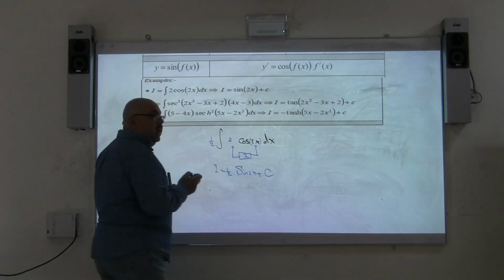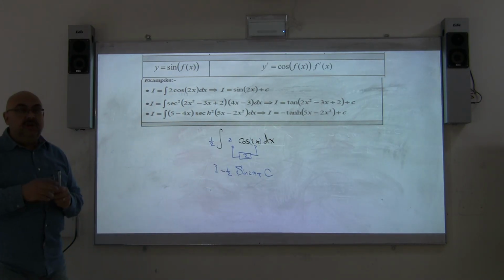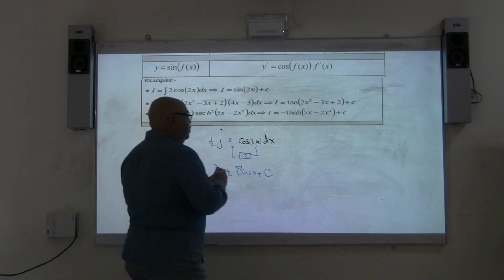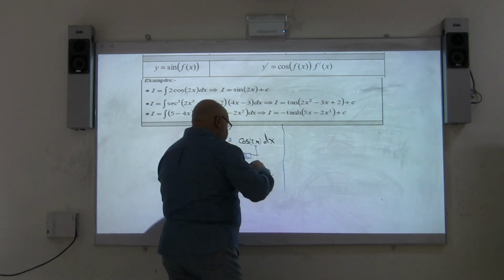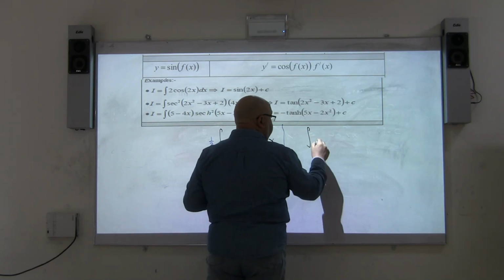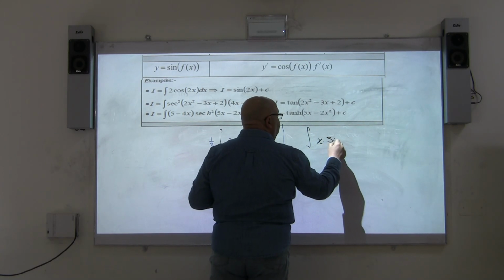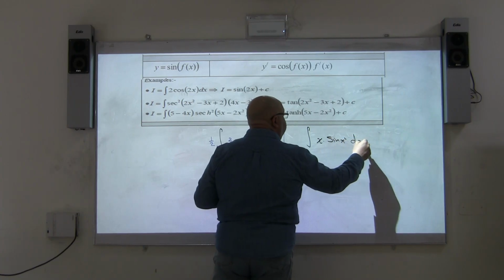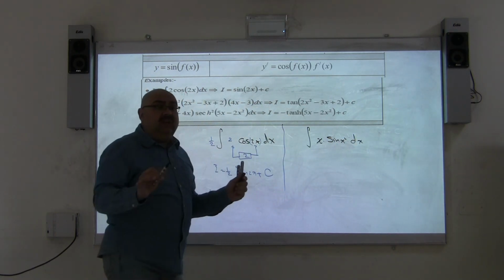Don't forget to add the constant of integration. This is how to integrate trigonometric functions. Also, once more, to be sure that it is already in your mind, if I want to integrate, for example, x times sine of x squared dx, it's exactly the same.